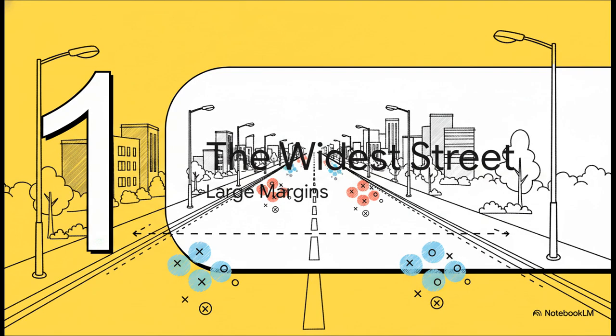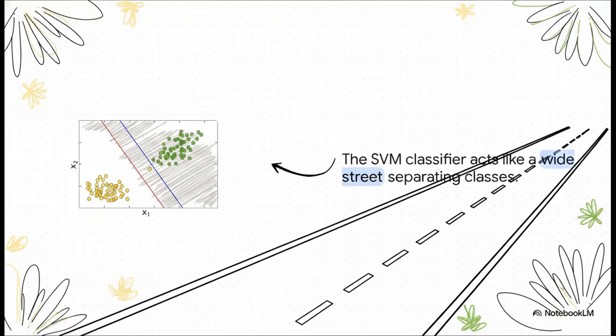All right, kicking things off with section 1. The widest possible street. Imagine you're tasked with drawing a straight line between two distinct groups of data. Let's say two different species of flowers. Now sure, you could draw literally any random line that perfectly separates them, but an SVM classifier is way smarter than that. It doesn't just slap down a single thin line. It actively hunts for the widest possible street to separate those two groups.